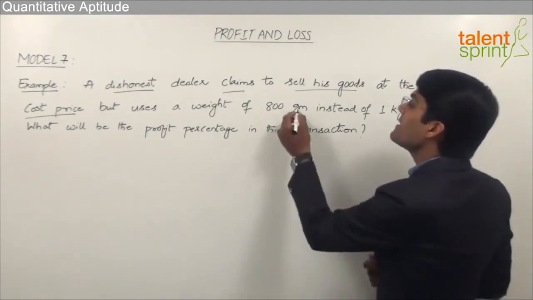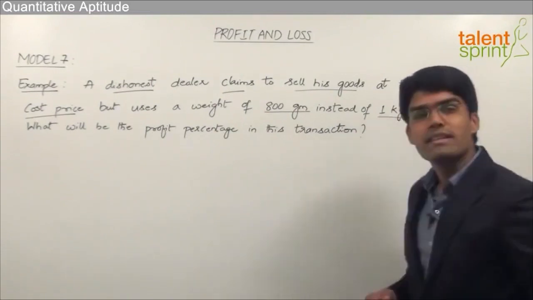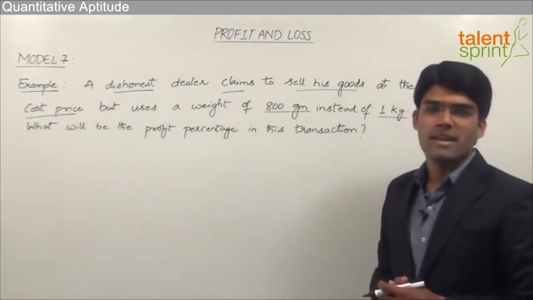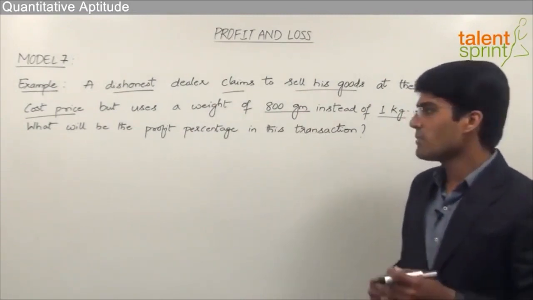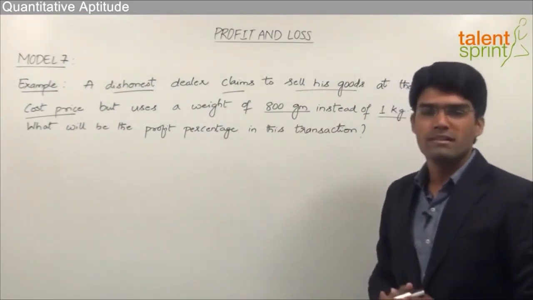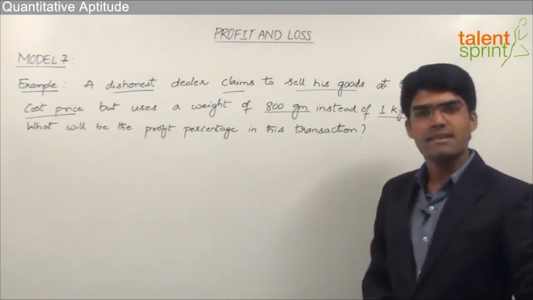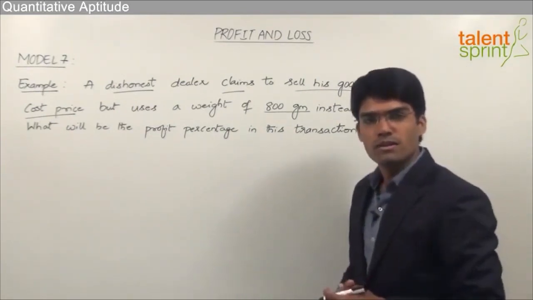But he uses a weight of 800 grams instead of 1 kg. So definitely he would make some profit by giving 800 grams instead of 1 kg. And we are supposed to find out what will be the profit in terms of percentage in such a transaction. So let's see how to solve this question.